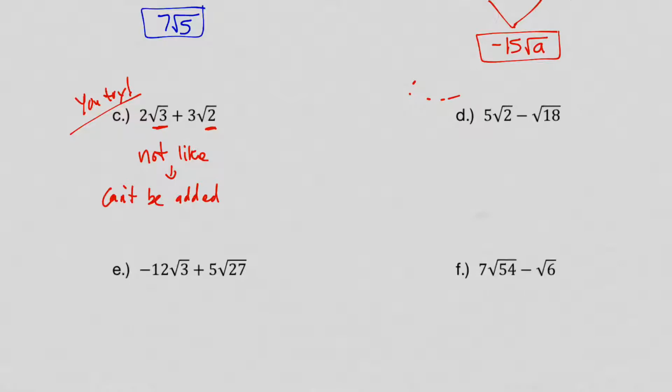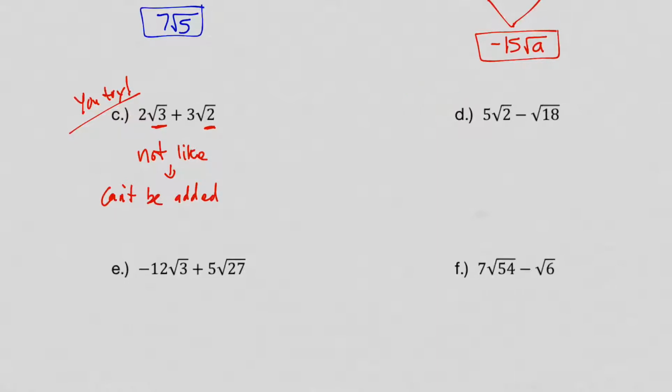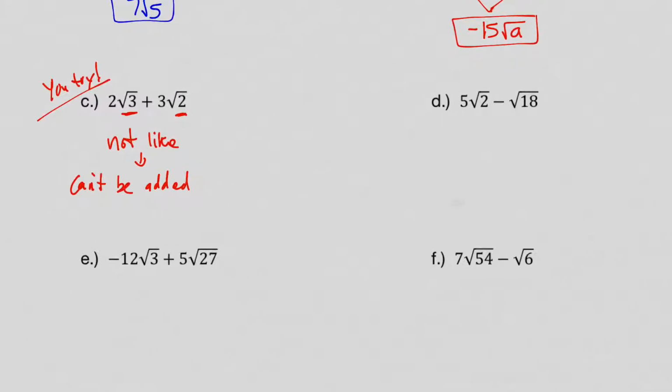So let's take a look at D. Well, you say, okay, these are not like either, so we can't add them together. Well, it's not entirely true. They are not like right now, and this one's pretty much done. You can't simplify that one, but if you look at the 18, that 18 has a perfect square inside of it. Hopefully you're thinking of not 1 times 18 or 3 times 6, but you're thinking of 2 times 9. This 18 does have a perfect square inside.